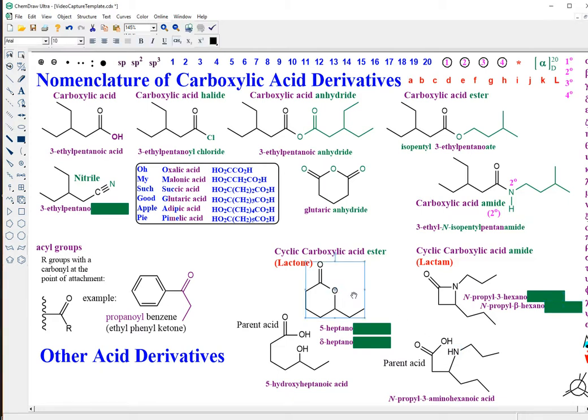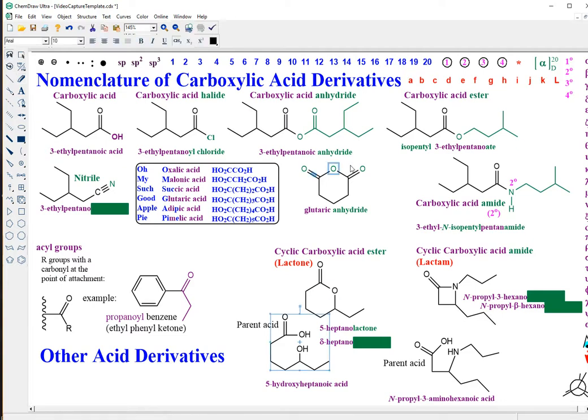When naming a cyclic lactone such as this one, you have to break it down first to its parent acid. Remember, an alcohol reacts with a carboxylic acid in a condensation reaction that makes an ester, in this case a cyclic ester. The name should have lactone in it. Here the name from the parent is 5-hydroxyheptanoic acid. The 5 indicates in the lactone name which carbon closes the ring, and you change ic acid to lactone.